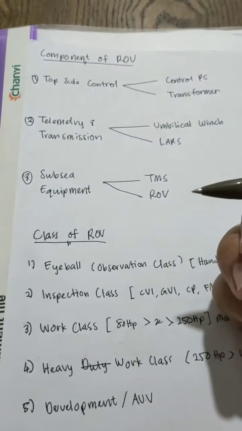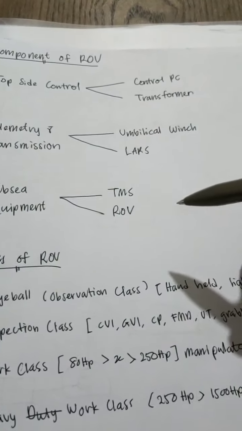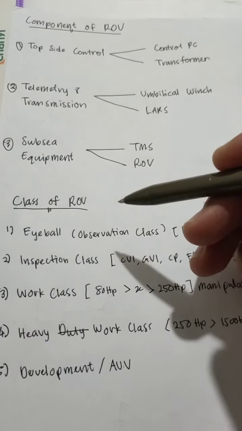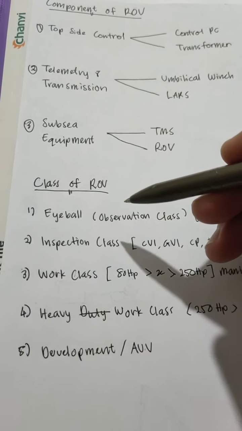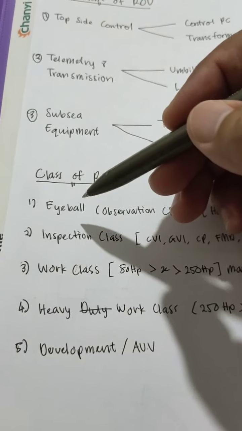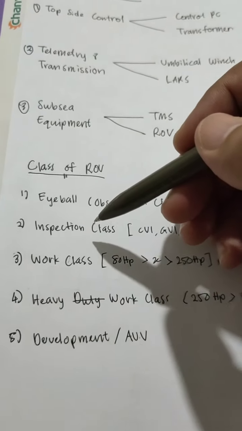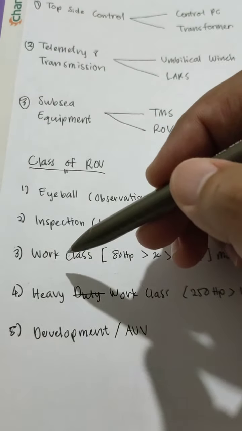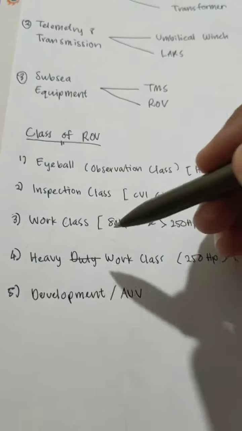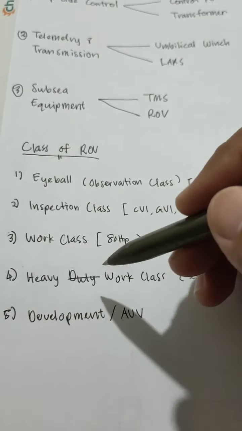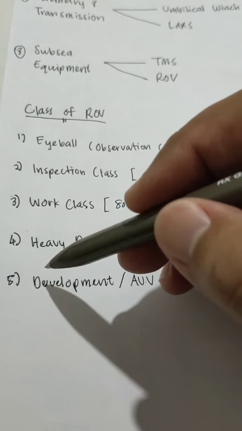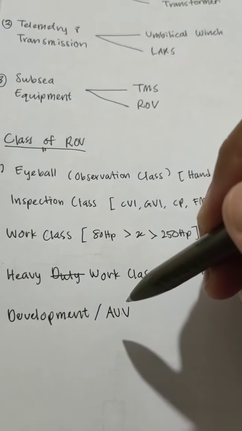Okay, for class of ROV, I will explain to you. There are 6 classes of ROV. First one is eyeball. The second one is inspection class. The third one is work class. The fourth one is heavy work class, and the fifth one is development AUV.